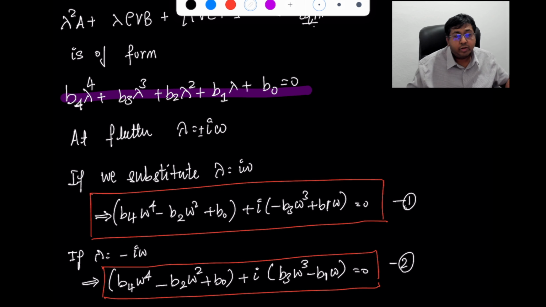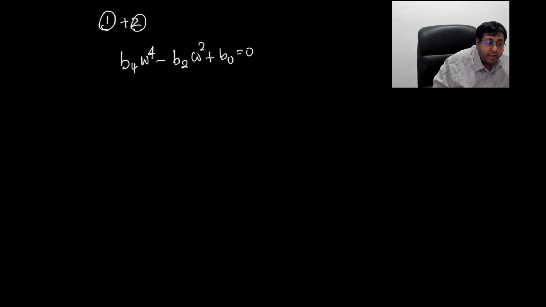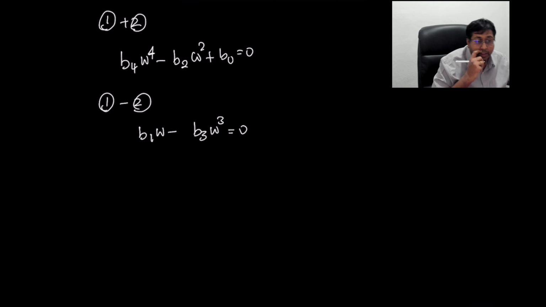If I were to sum up 1 and 2, so I have these two equations. I said that we have flutter. At flutter, only the imaginary part exists. Now this can be plus or minus. So now if I do 1 plus 2, I'm trying to get some general flutter characteristics here. Then that means b4 omega 4 minus b2 omega square plus b naught equal to 0. And similarly, if I do 1 minus 2, I would get b1 omega minus b3 omega cube equal to 0.